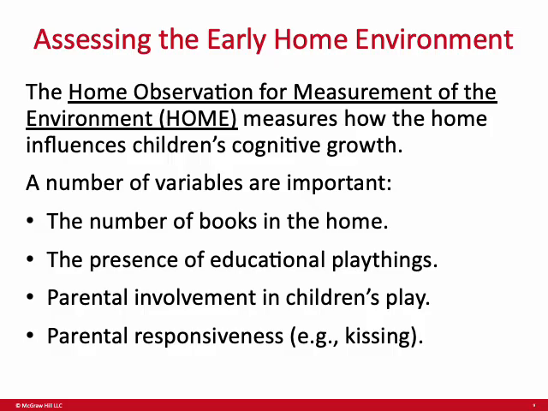The Home Observation for Measurement of the Environment measures how the home influences a child's cognitive growth. A number of variables are important: the number of books in the home, the presence of educational playthings, parental involvement in children's play, and parental responsiveness.